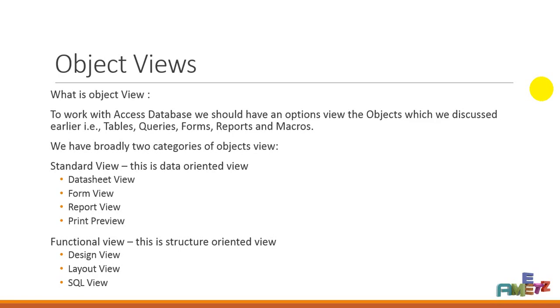Second is the functional view. This is a structure-oriented view. That means design view, layout view, and SQL view. This is basically the back-end view, I would say. It's a functional view, a back-end view, wherein we'll do the designing of the entire database structure, the way you want to see it. So we will be learning the uses of all these views very practically with the Access database in the coming lessons.